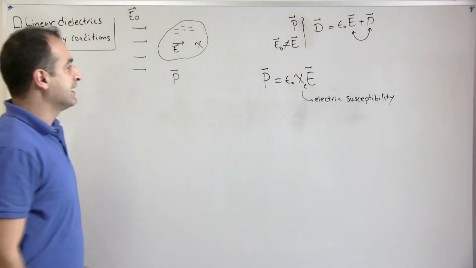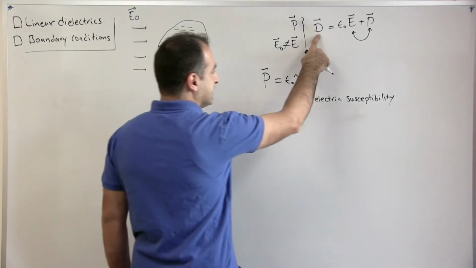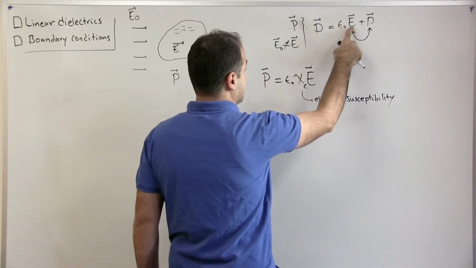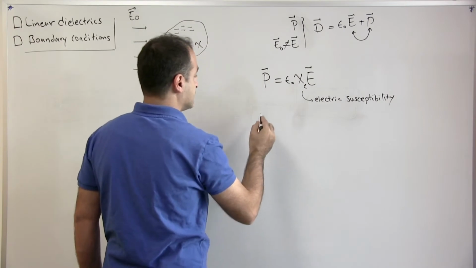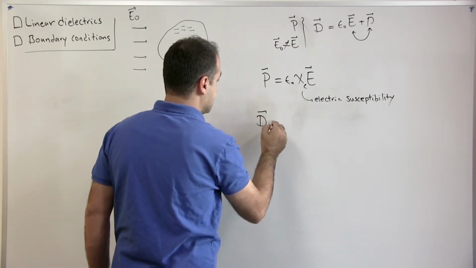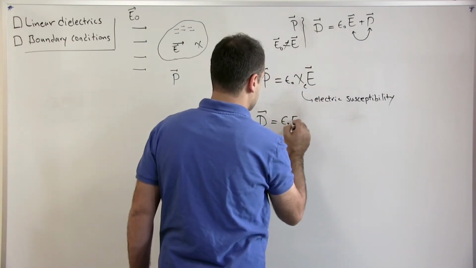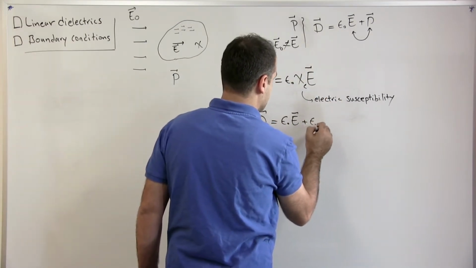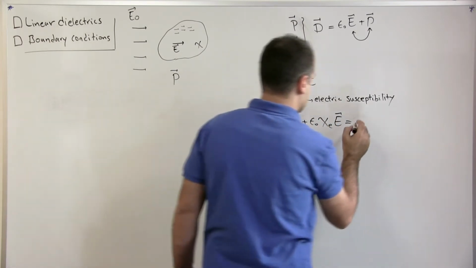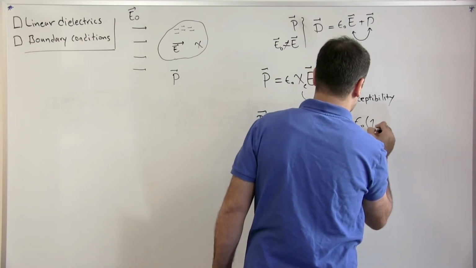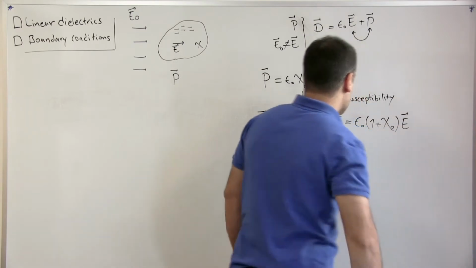Okay, and if P and E are related like this, we can rewrite D all in terms of epsilon 0 E, and then we can sub P back here. Everything is going to be proportional to the electric field. So D, if I sub this back into that equation, is epsilon naught E plus epsilon naught chi E times E, which is basically epsilon naught (1 plus chi E) times E.